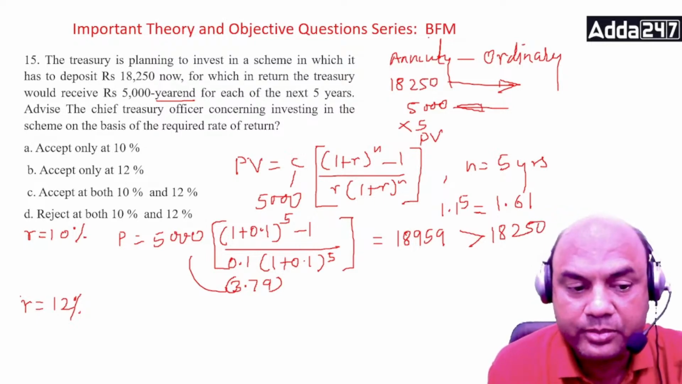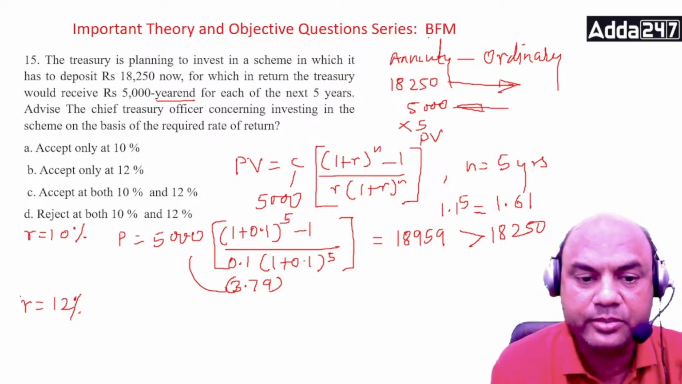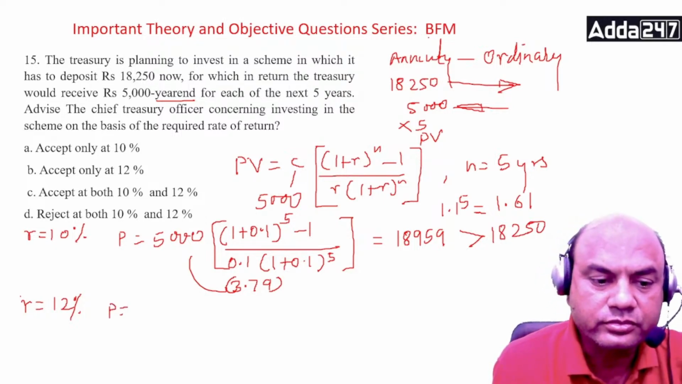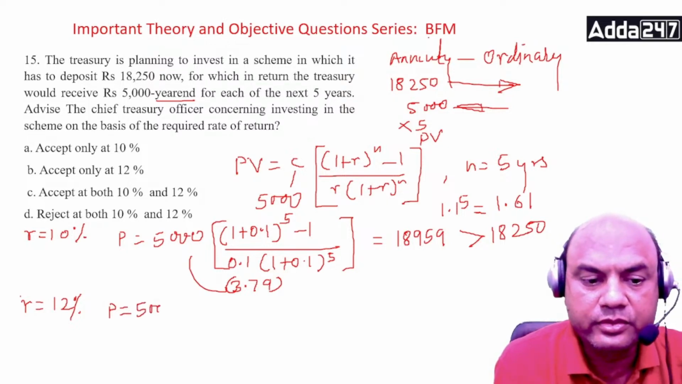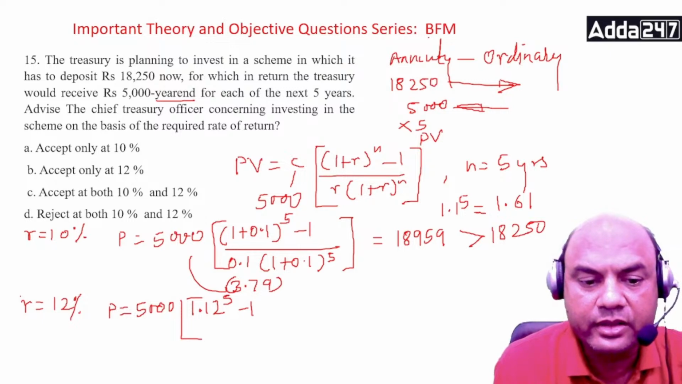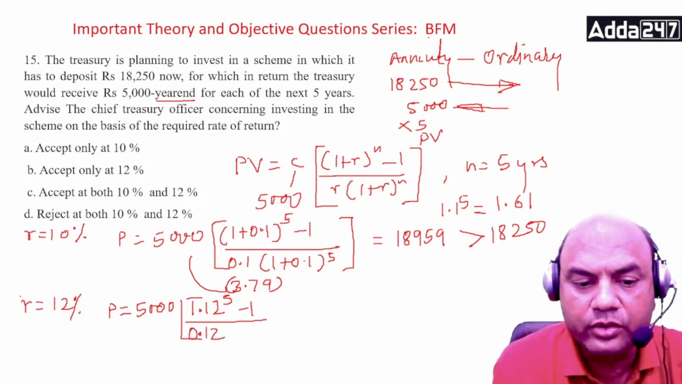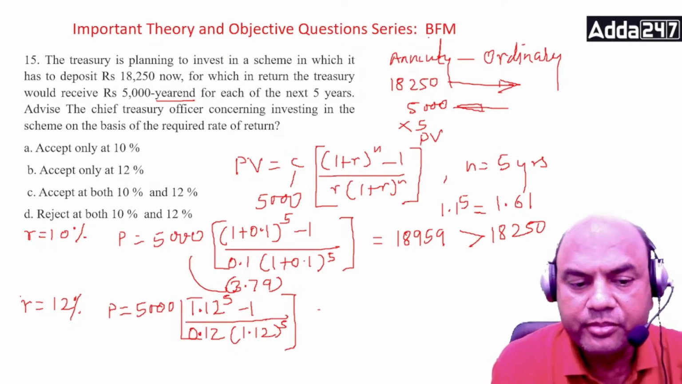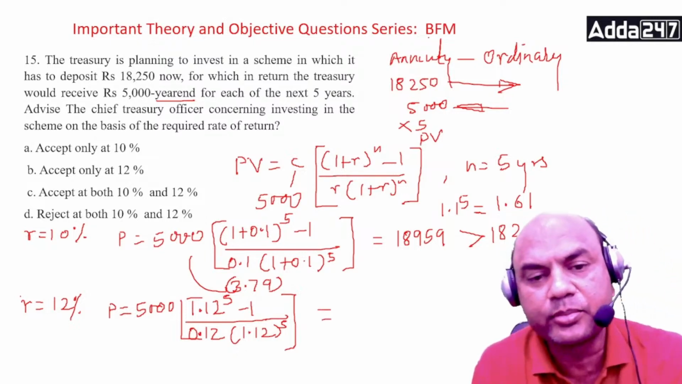Now let's look at 12% also. If I take this 12%, what am I getting? Look at this. PV equals 5,000 into, directly I write it now, 1.12 raised to 5 minus 1 the whole upon 0.12, right, into 1.12 raised to 5, right? Solve this everyone. Now give me the answer directly. Everyone be fast. Okay.